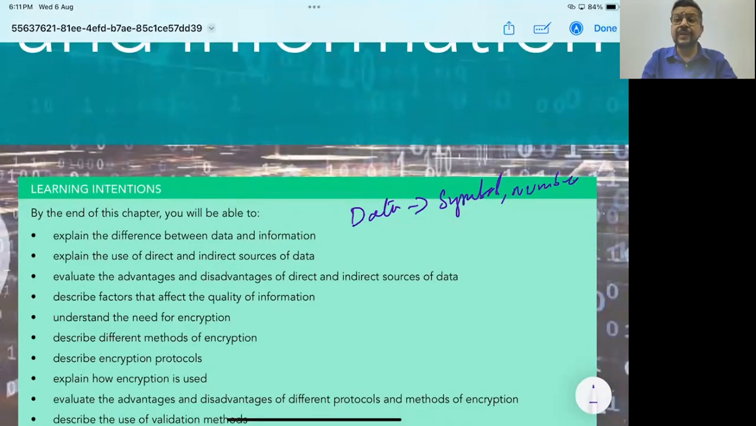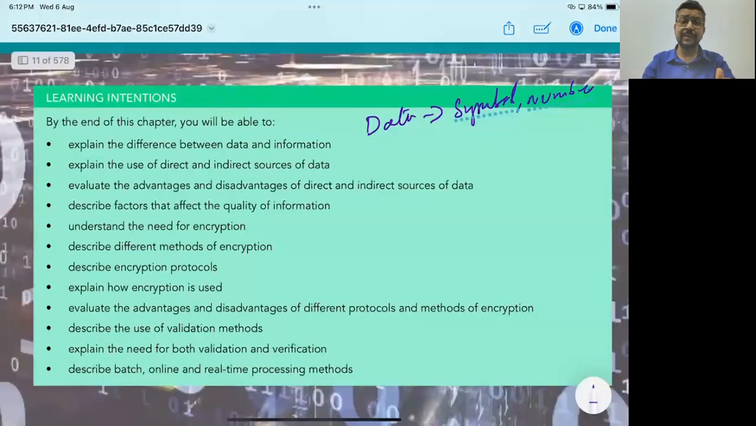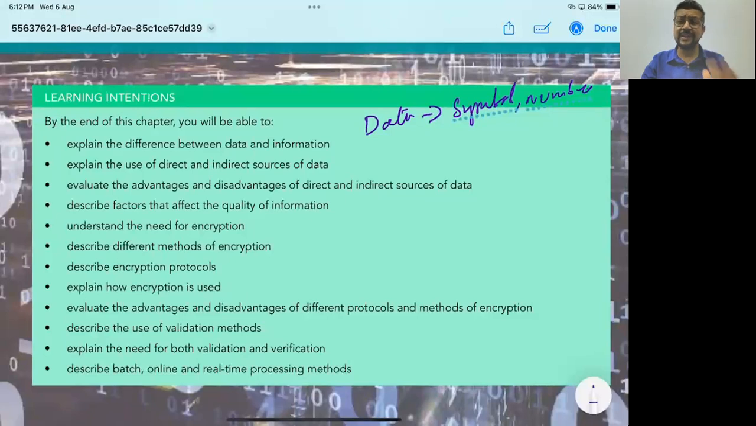Then we have to discuss direct source and indirect source. Then we have to discuss data types, for example, static data or dynamic data. Static data means whatever you can see on my screen, whatever is predefined. If I'm writing now, whatever I'm writing is dynamic. Dynamic means it's changeable, and static means it's fixed. You can't change it.